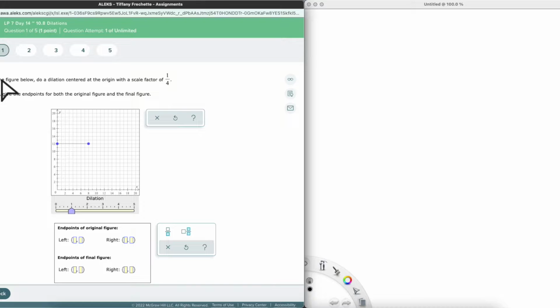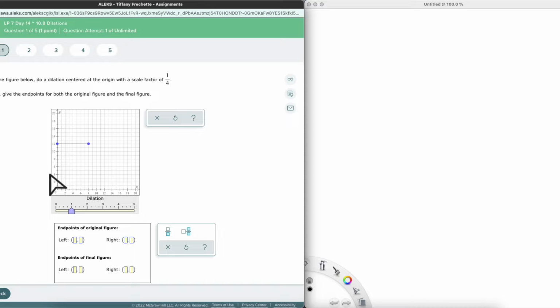So the figure below, do a dilation centered at the origin. So remember, origin is the 0, 0 point, with a scale factor of 1/4. Then give the endpoints for both the original figure and the final figure. So here's the original figure.